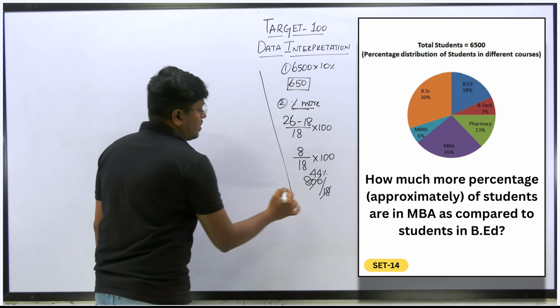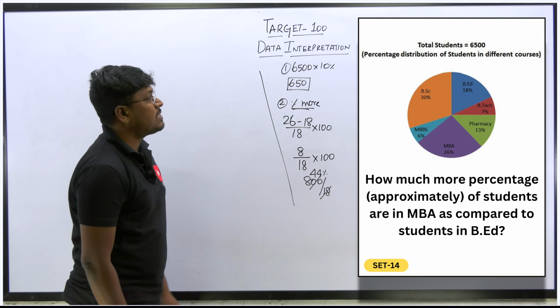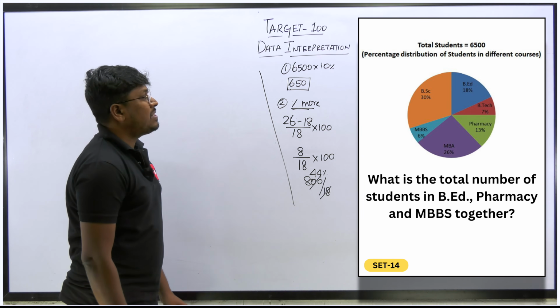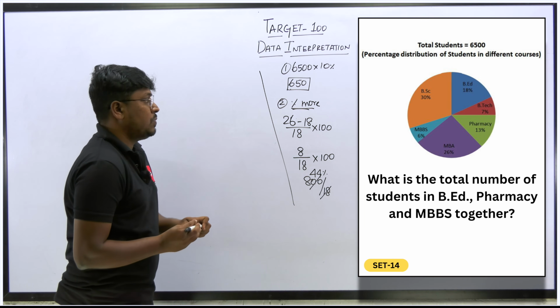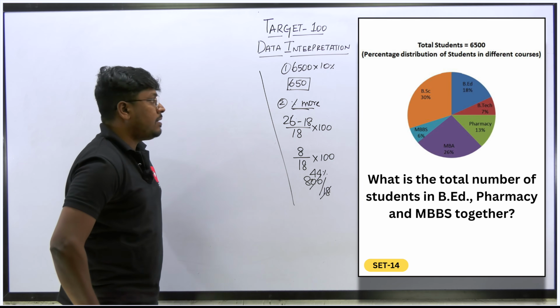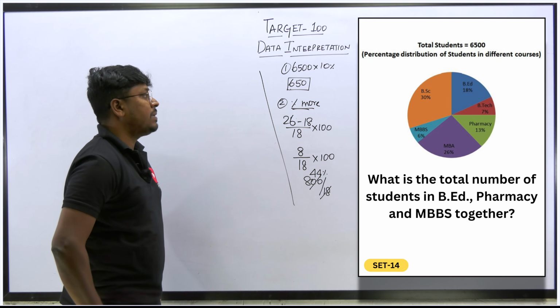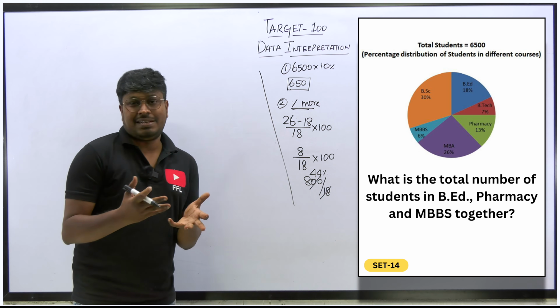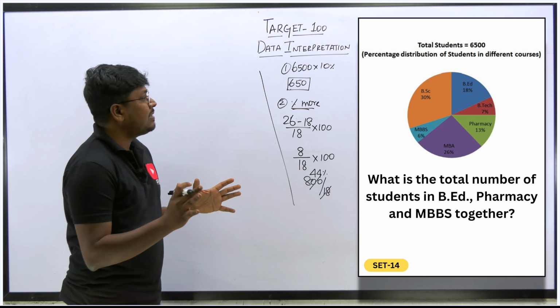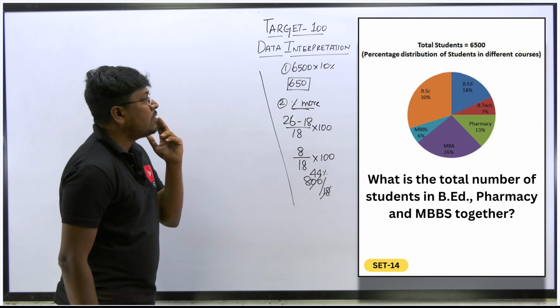Okay. So question number 2, the answer is 44%. What is question number 3? What is the total number of students in B.Ed, pharmacy and MBBS together? We just need to find the total. We don't want to find an average or anything like that. So B.Ed is how much?